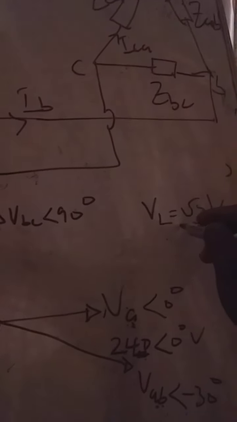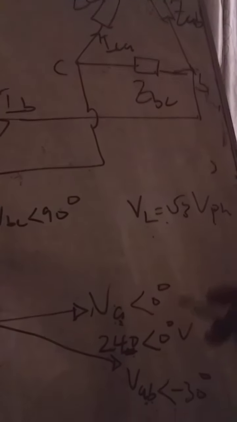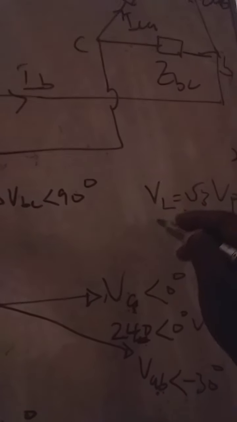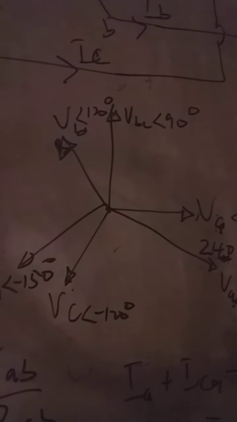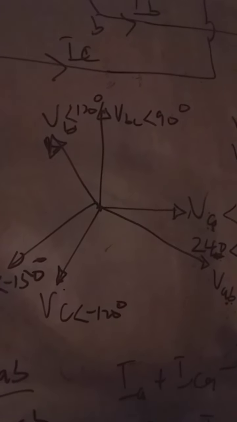So our line voltage is equal to √3 times V phase, and this is phase voltage, which is 240. So our VAB then will be what? Our VAB, which is the line voltage, will be √3 times phase voltage, which is 240. So our VAB is √3 times 240 at angle minus 30 degrees.